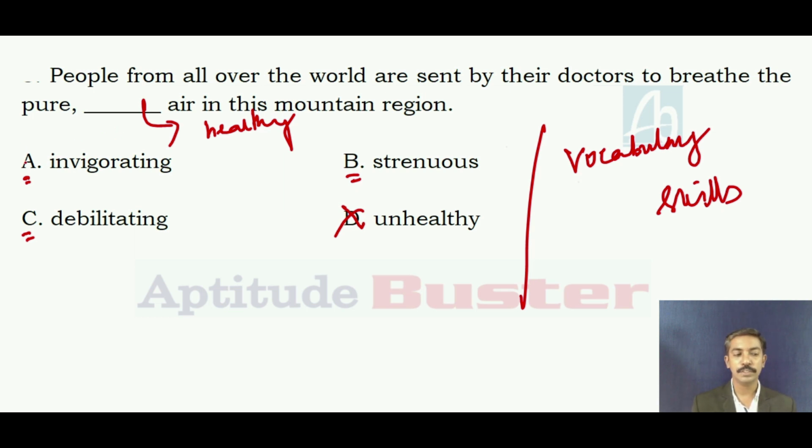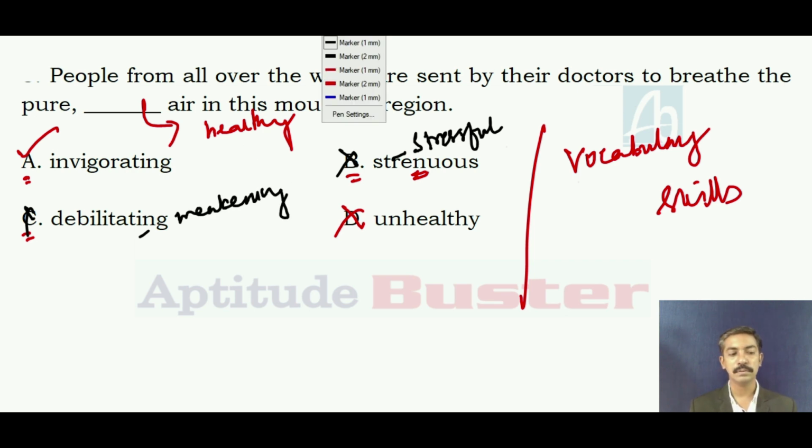Well, the answer for this question is option A, invigorating. Strenuous means stressful, can be eliminated. Debilitating means weakening. The right choice is option A for this question.